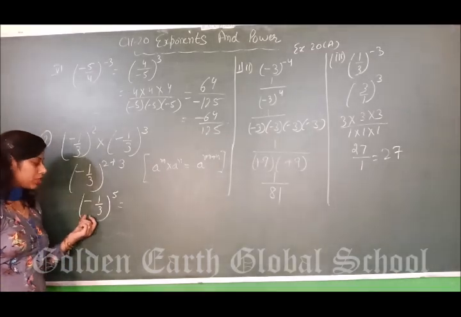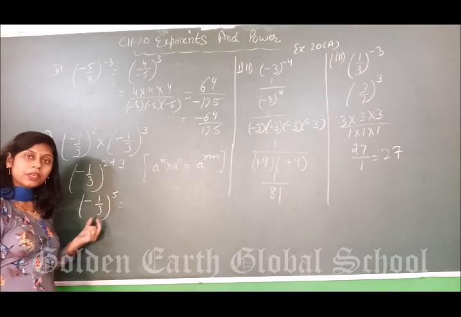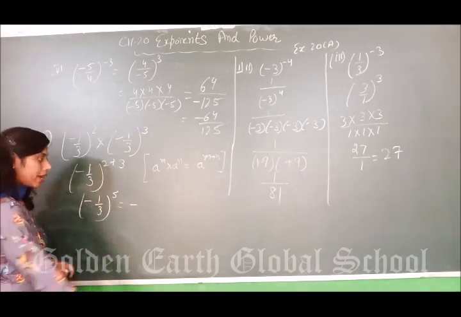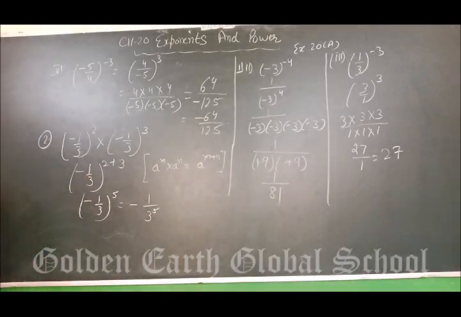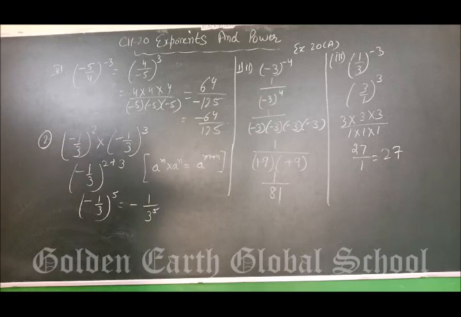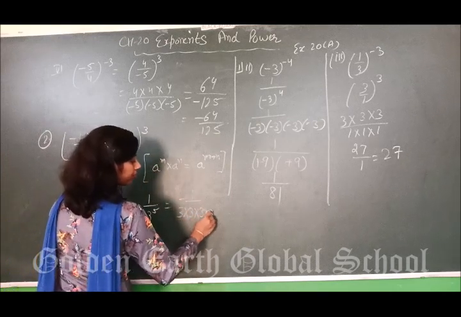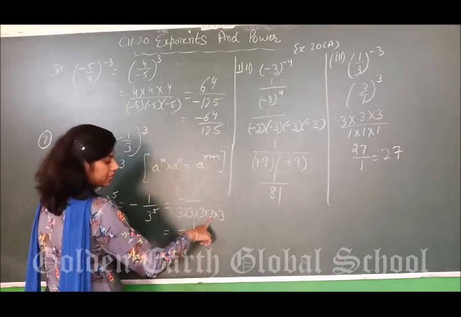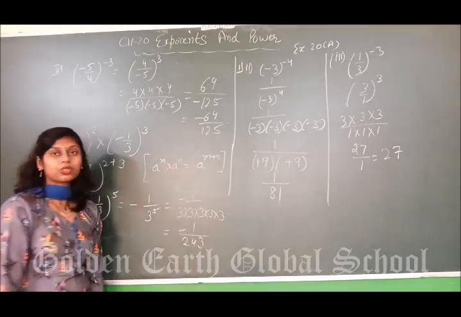Clear? Now you have to simplify. Here is a negative sign and the power is 5, which is an odd number, which means the negative sign will remain. So it will be minus 1 upon 3 raised to power 5. Either you can solve the power of 3 or leave it here. So if we solve the power, minus 1 by 3 into 3 into 3, 5 times. So multiply: 3 3 is 9, 9 3 is 27, 27 into 3 is 81, 81 into 3 is 243. So this is your answer.